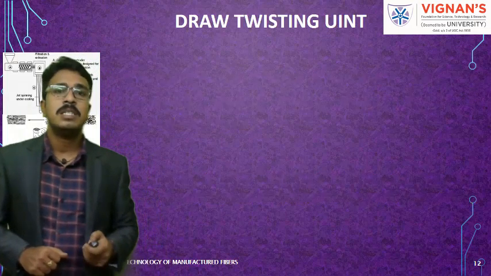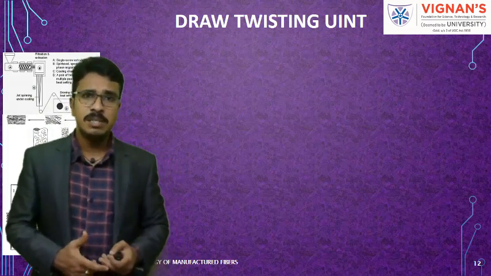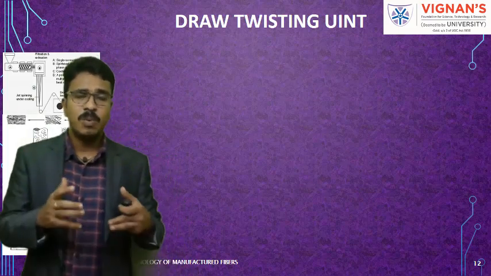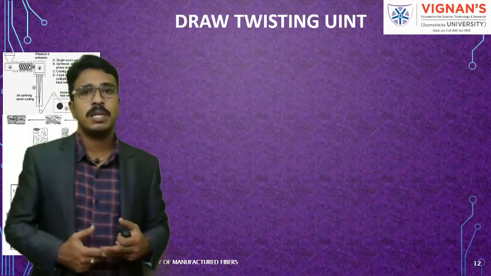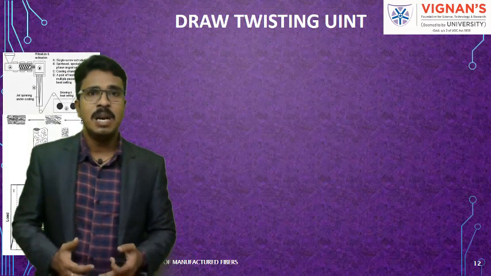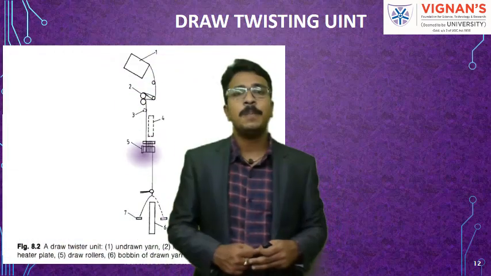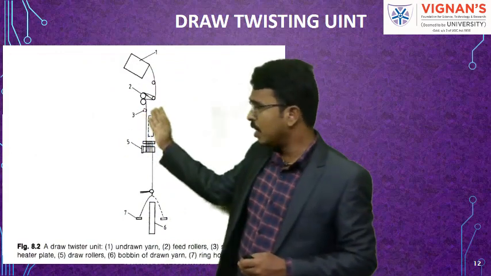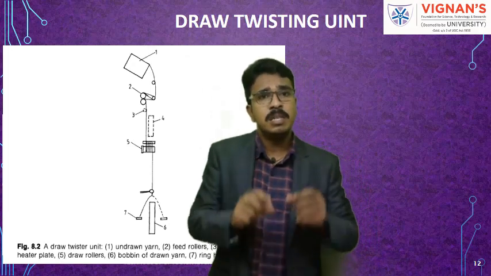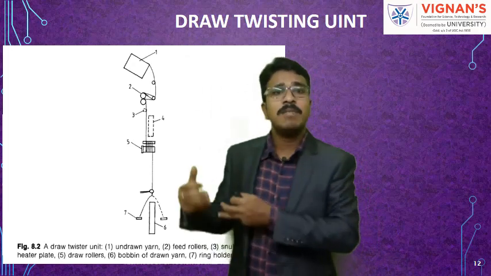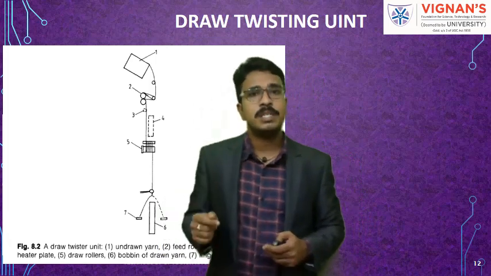Understand? So this is about what exactly this drawing is. Till now we have discussed what the drawing process is, what the importance of drawing is for these melt spun filaments, and in what way we are carrying it out. Okay, now if you look here, this is the draw twisting unit. That means drawing followed by twisting and then winding onto bobbins. That's why it is said to be a draw twisting unit.